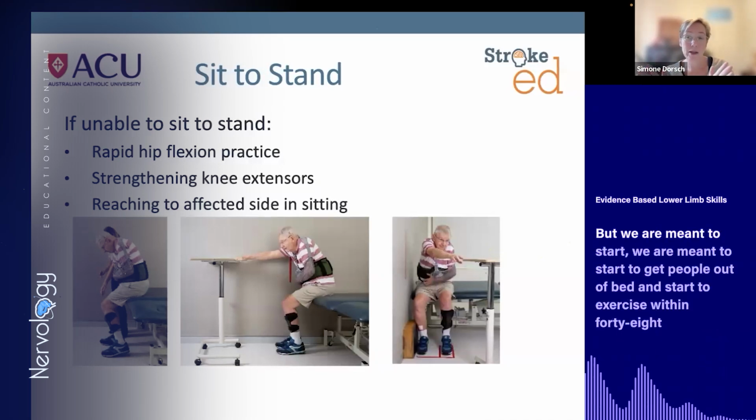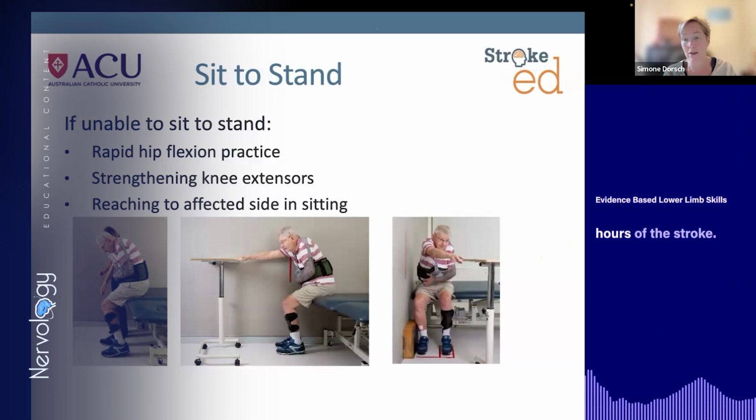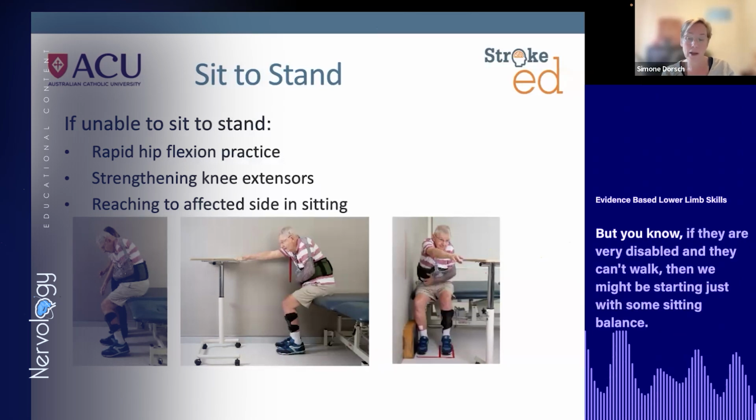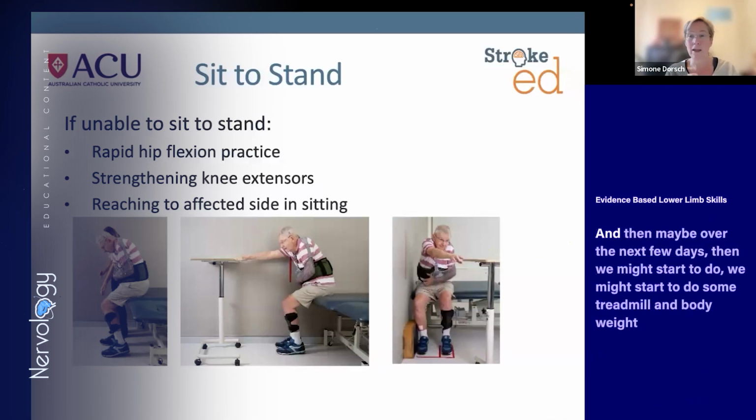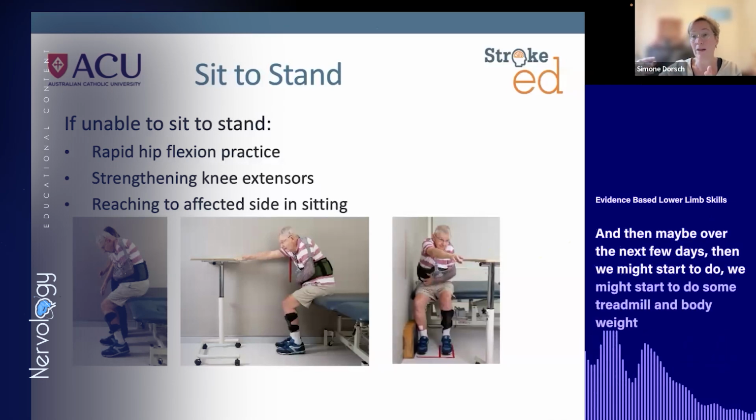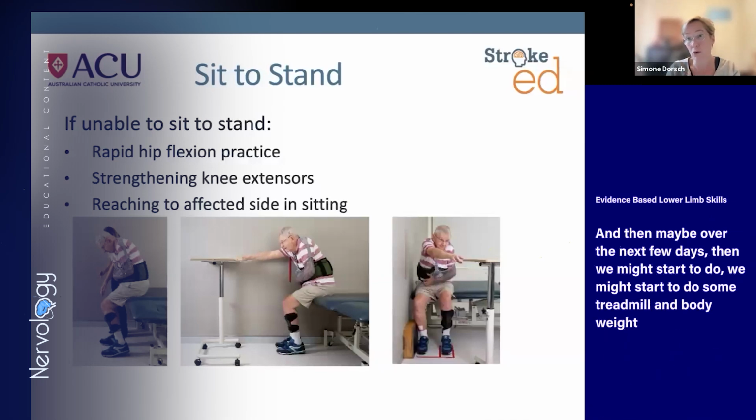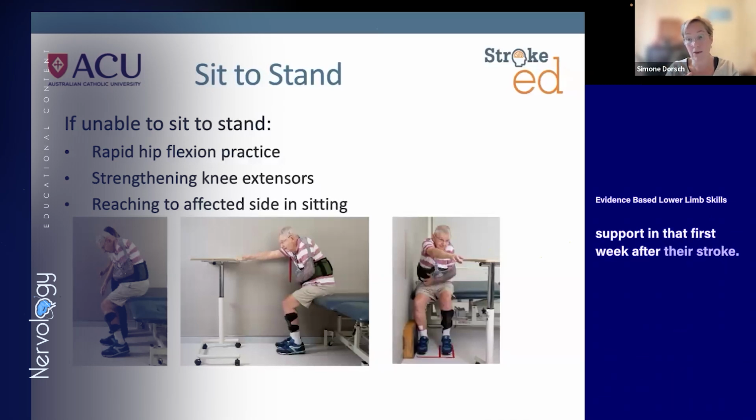But we are meant to start to get people out of bed and start to exercise within 48 hours of the stroke. So we are meant to start very early. But if they're very disabled and they can't walk, then we might be starting just with some sitting balance and some leg strengthening. And then maybe over the next few days, we might start to do some treadmill and body weight support in that first week after their stroke. So we would start pretty early.